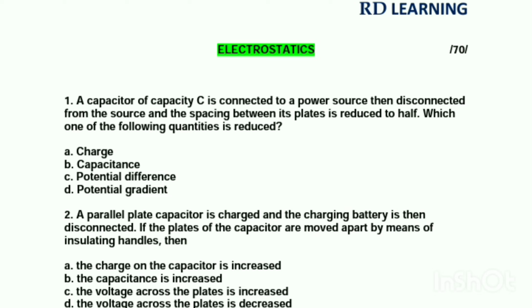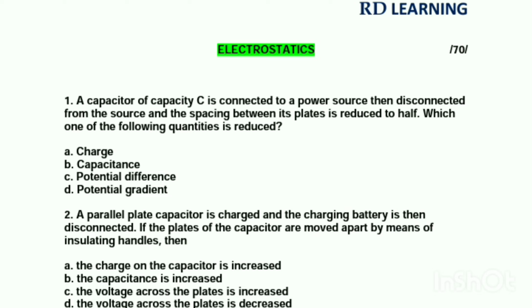A capacitor of a capacity is connected to a power source, then disconnected from the source, and the spacing between its plates is reduced to half. Which of the following quantity is reduced? Potential difference, C. Next, a parallel plate capacitor is charged and the charging battery is then disconnected.